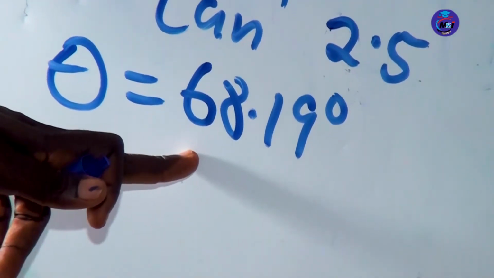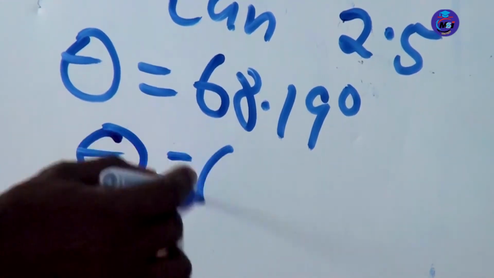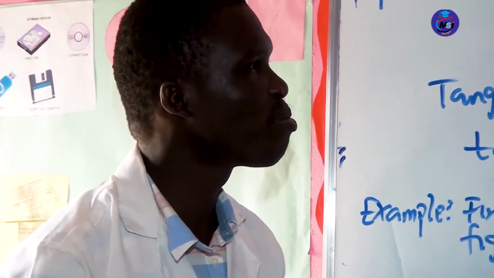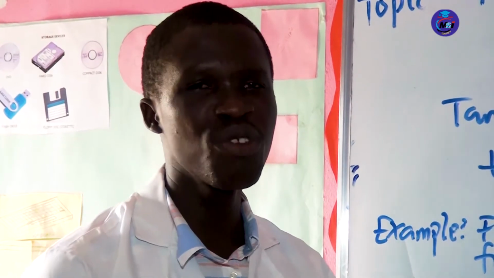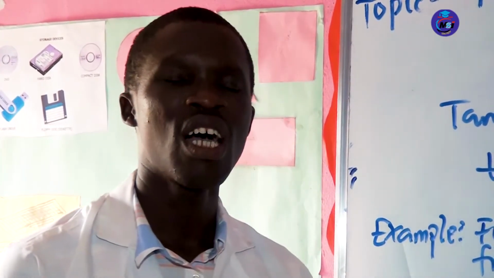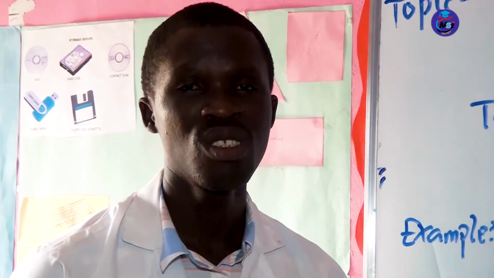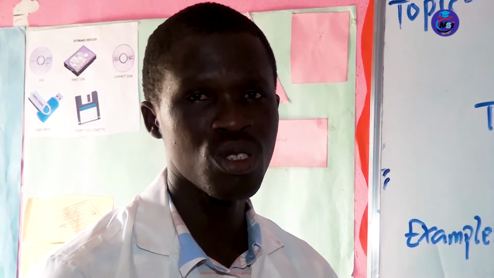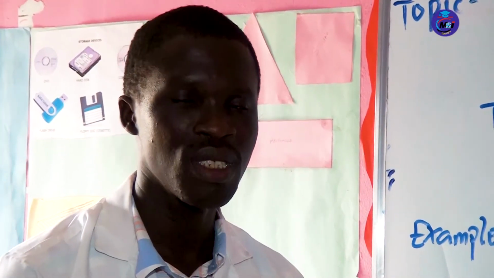Now we can round it up to the nearest whole number. Theta will give us 68 degrees. Now let's go to the last part of this topic. I want to give you some difficult questions which I know you might find difficult to solve in your class or at home. So let's solve one more example before we round up this class.